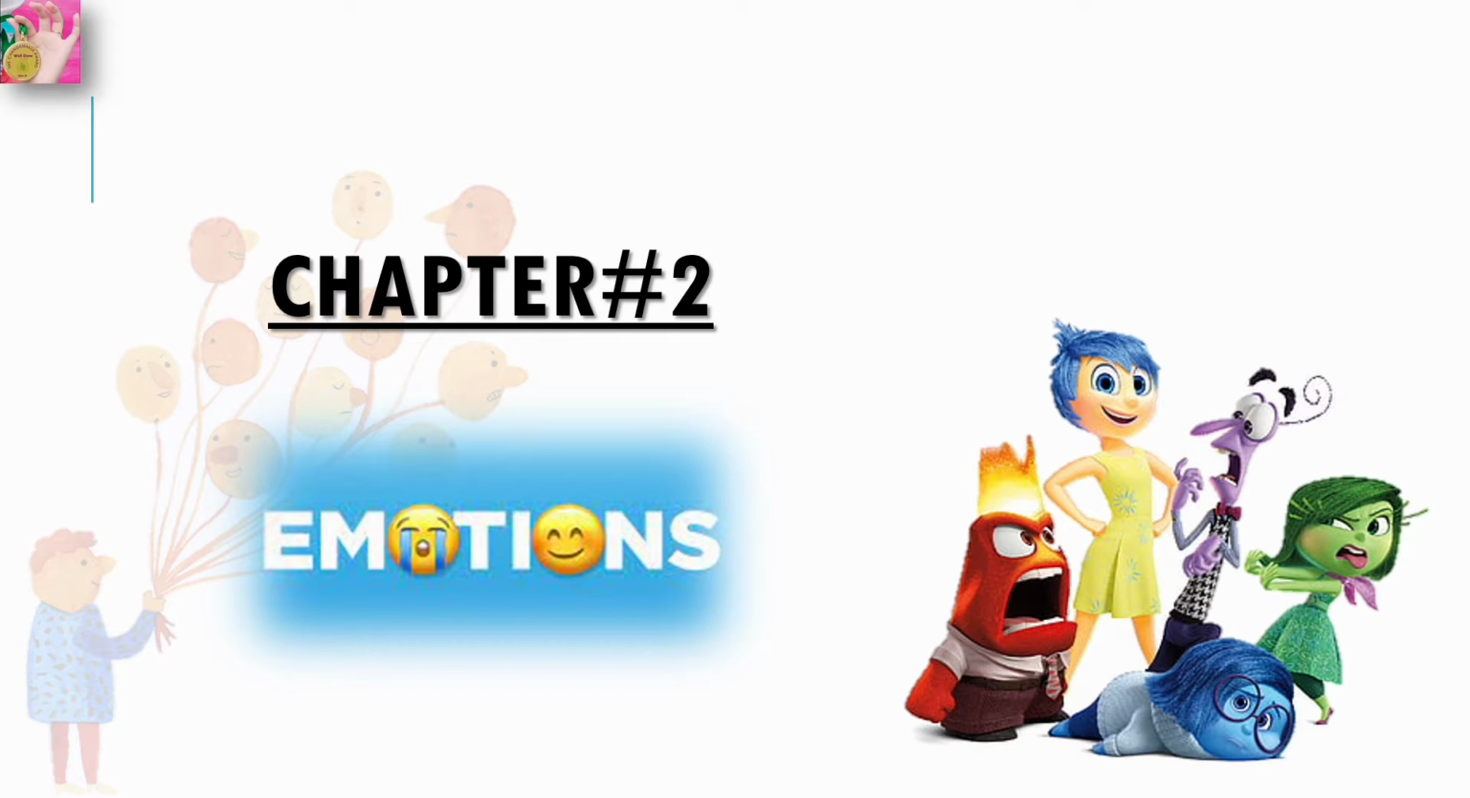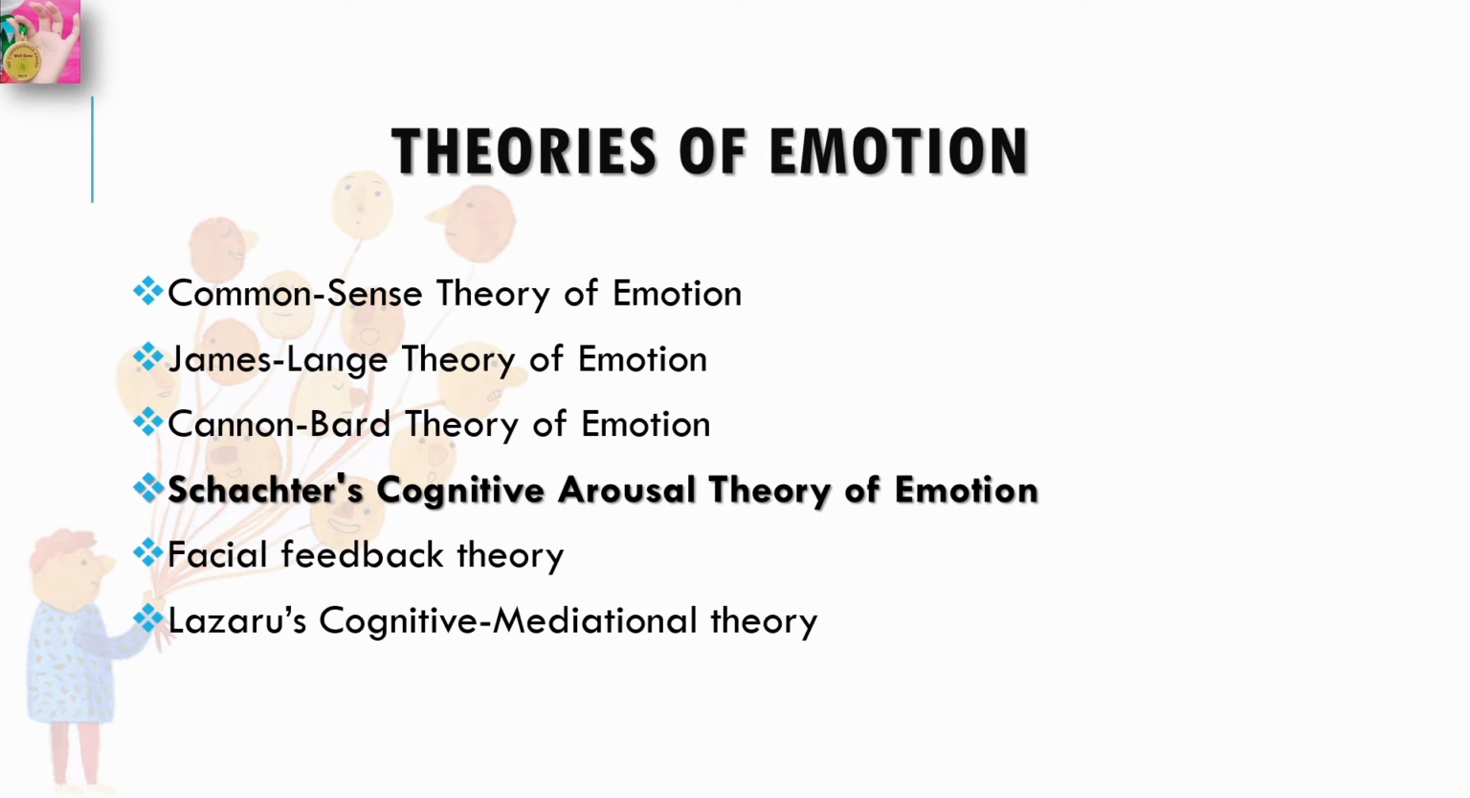Now, in this video, we will learn about the theories of emotion, and we have covered the common sense theory of emotion. We have also learned about the James-Lange theory of emotion, and in the previous video, we covered the Cannon-Bard theory of emotion. Now, in this video, we will learn about Schachter's cognitive arousal theory of emotion.